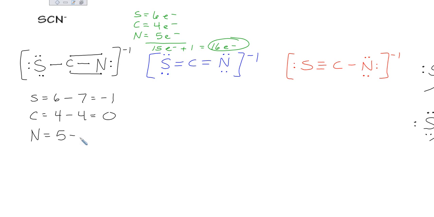Nitrogen normally has 5 valence electrons. We've given him 1, 2, 3, 4, 5. Well, look at that. I like it. I've got low formal charges. I've got some zeros. It gives me a -1, which is the charge on the overall structure. This is looking good.